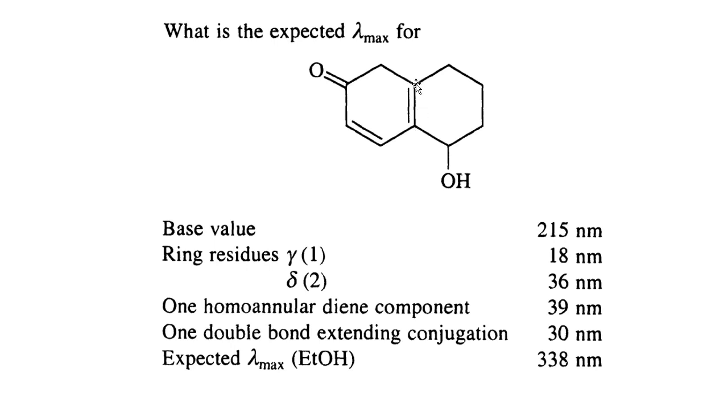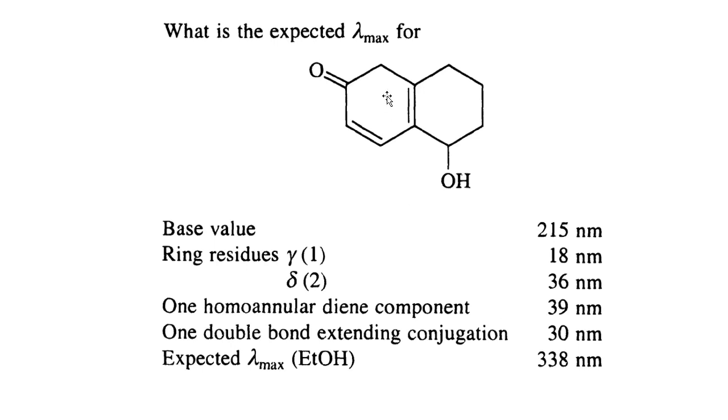It is the delta position. You can see this position has two alkyl substituents or ring residues. One is this residue while the other is this residue, so two alkyl or ring residues are present at the delta position. So we have to add 2 into 18 nanometer, that is 36 nanometer, for these two residues. See, this double bond can be taken as a double bond extending conjugation, because here is a single bond, it is a double bond. So conjugation takes place. So this double bond can be taken as a double bond extending conjugation, which will contribute 30 nanometer.